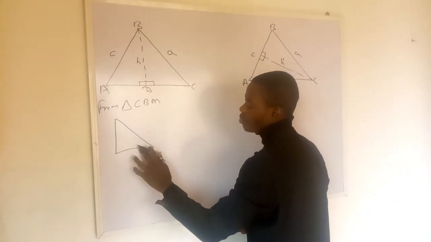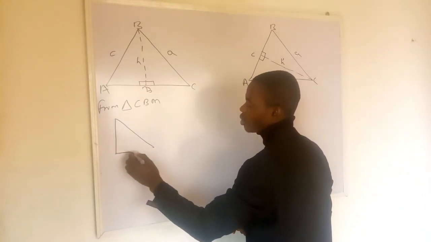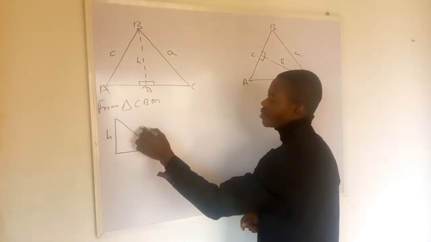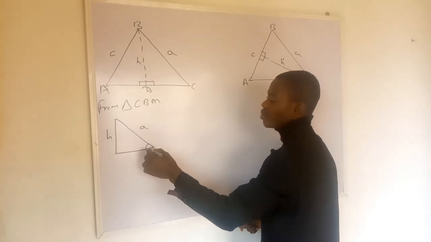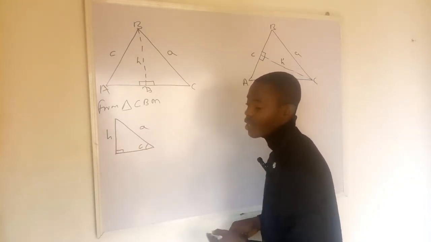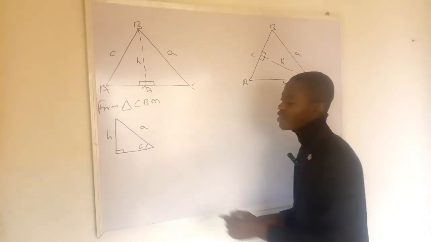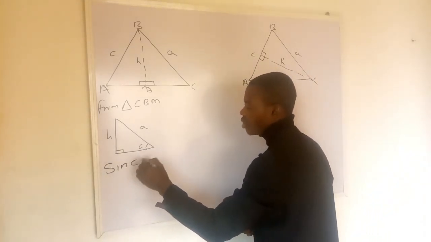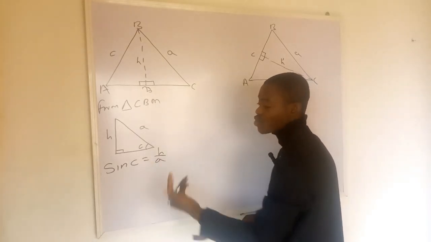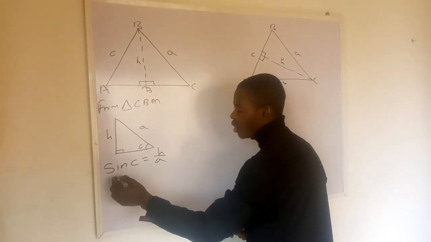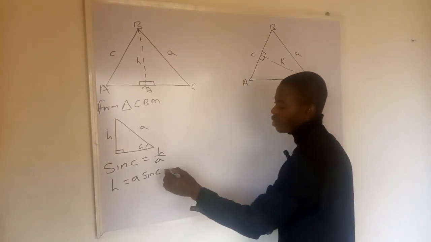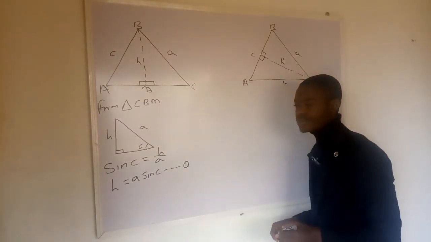Oops. Let me do it again. So this part is the H, this is A, and this angle is C. Don't forget, it's a right angle triangle. Now we know that the sine of C is equal to the opposite H over A. Now upon cross multiplication, H will become A sine C. Let this be equation 1.